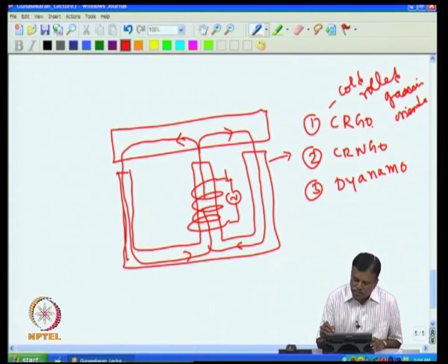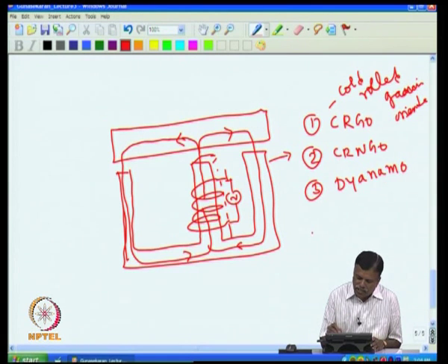Right now, let us take for example the CRGO core. If I put the correct number of turns and the correct thickness of wire, then it acts as a transformer. But if you look at the core in 3 dimensions, it looks like this: normally this is one, and then we stack them, putting many E's one after another, and you get a 3 dimensional view.